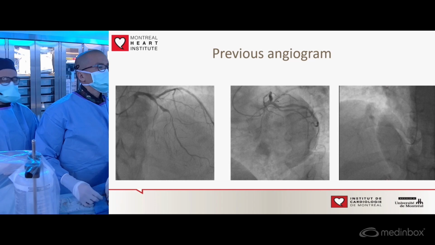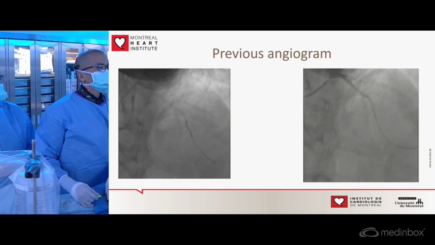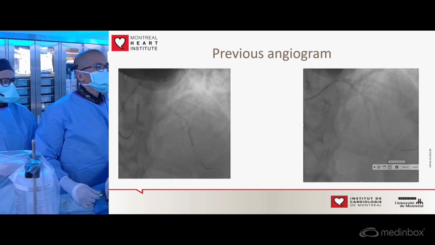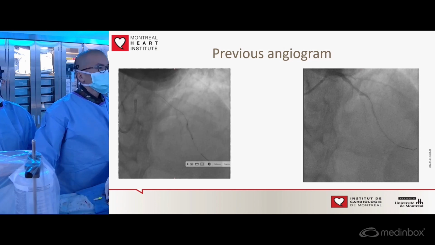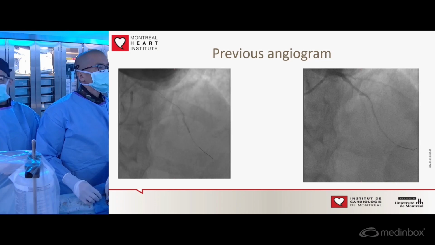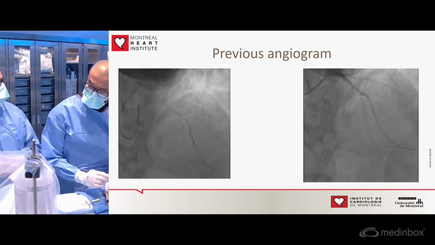There's no safe retrograde access for the CTO. There are collaterals that are provided by the RCA. However, those collaterals are epicardial in nature. Therefore, there's no really safe retrograde access for the CTO.